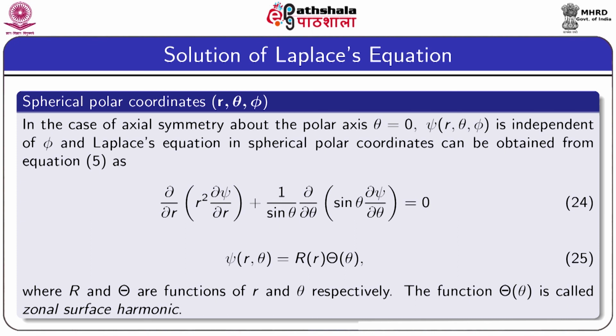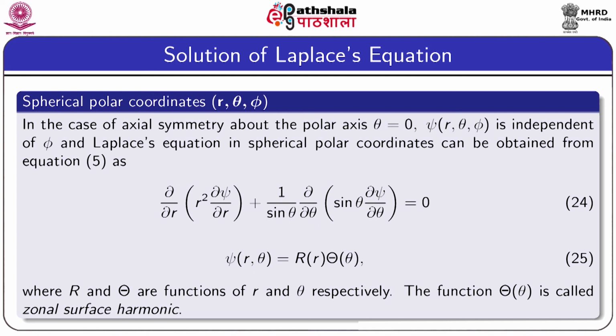Now, I am going to discuss the Laplace equation in spherical polar coordinates, where the independent variables are r, theta and phi. In some cases, there is some axial symmetry in the problem. So, for that case, there is a symmetry about the polar axis theta equals 0 and psi is independent of phi. So, the Laplace equation in spherical polar coordinates becomes what is written in equation number 23.